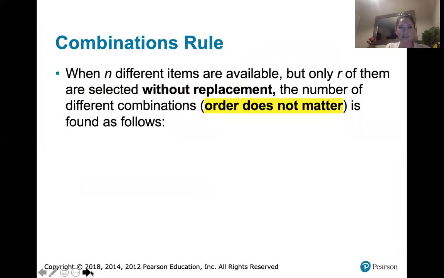So this is the combinations rule. Let's say you've got n different items available, but only r of them are selected, and they're selected without replacement, so you don't put them back in. Then the number of different combinations, that's where order doesn't matter, can be found using this formula. Notice that it looks very similar to the permutations formula. It's just modified a little bit. The permutations formula has the n factorial, that's the number of items available, divided by the n minus r factorial, but it doesn't have this extra r factorial. The extra r factorial occurs in the combinations formula only.